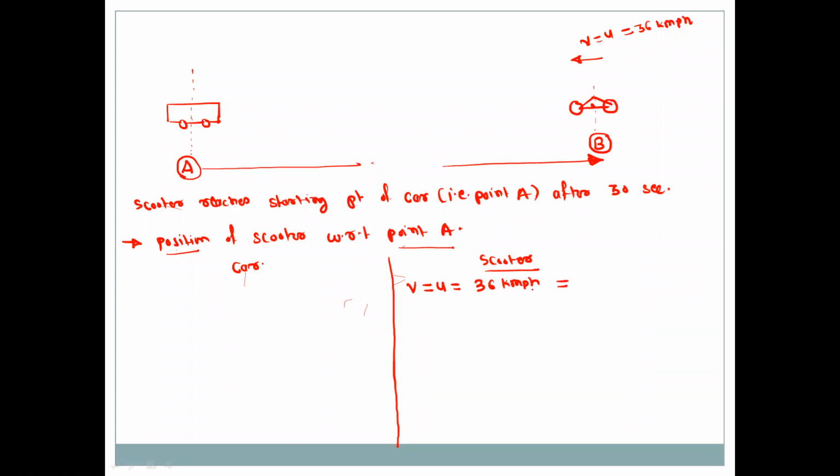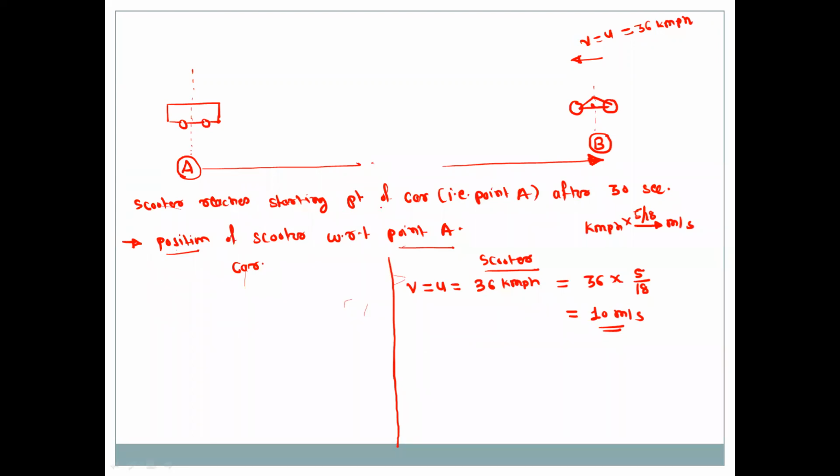Okay, so convert this 36 kilometer per hour into meter per second. Okay, so this conversion is 36 into 5 by 18. So this will be 10 meter per second. So for conversion, kilometer per hour into meter per second, multiply kilometer per hour by 5 by 18. Okay, and for reverse conversion, multiply by 18 by 5. So this is the answer in meter per second. So scooter has speed 10 meter per second.